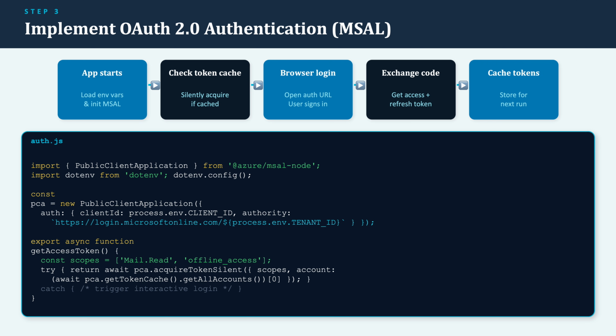The important thing is the scopes we request. Mail.read and offline_access. Mail.read gives us permission to read emails. Offline_access allows us to get a refresh token so the user doesn't have to log in every time. Let's move on to defining the MCP tools themselves.